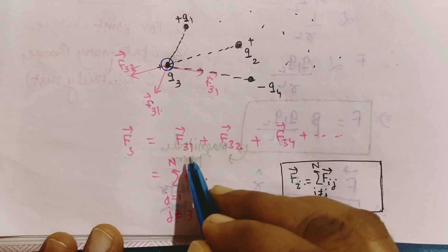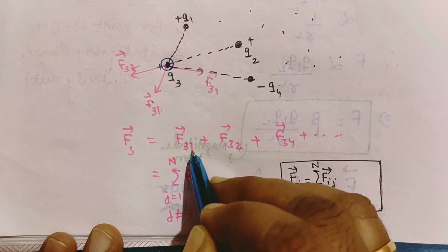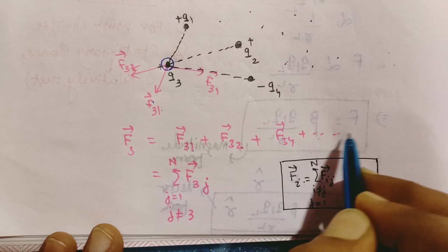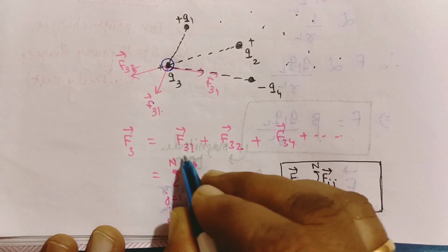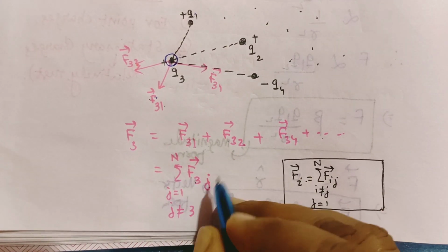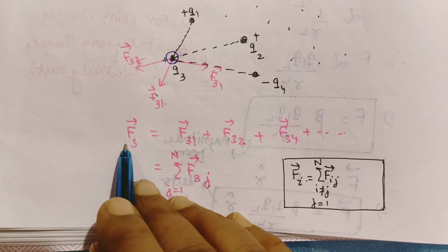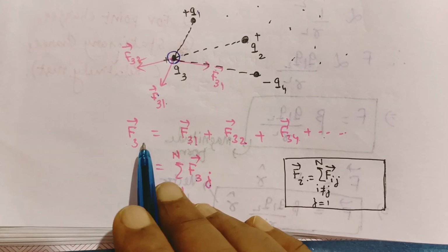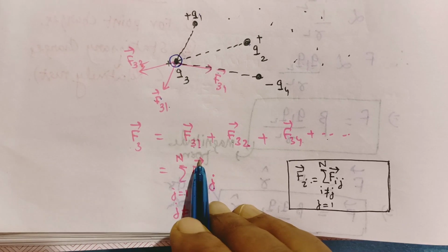How can you write it here? The first index is 3. The second index is 1, 2, 4, 5, etc. That is the dummy index. Dummy index means variable index. So I have named it J, and here J varies from 1 to n. So the force acting on Q3, the F3 vector, is represented as the vector sum of F3J vectors.